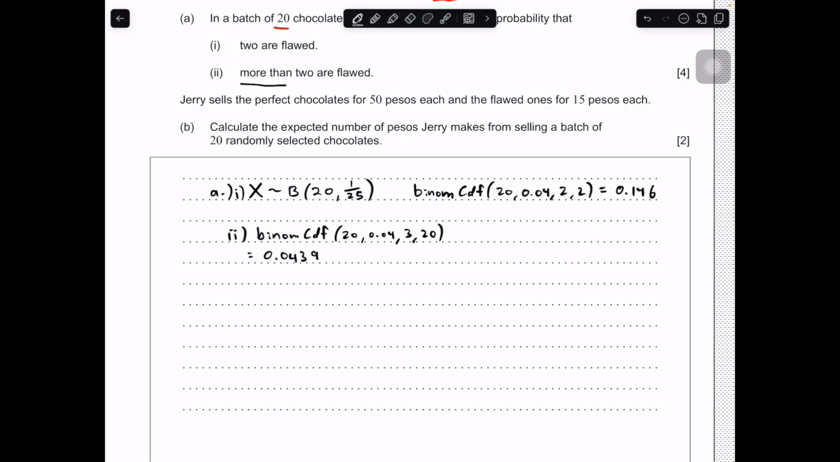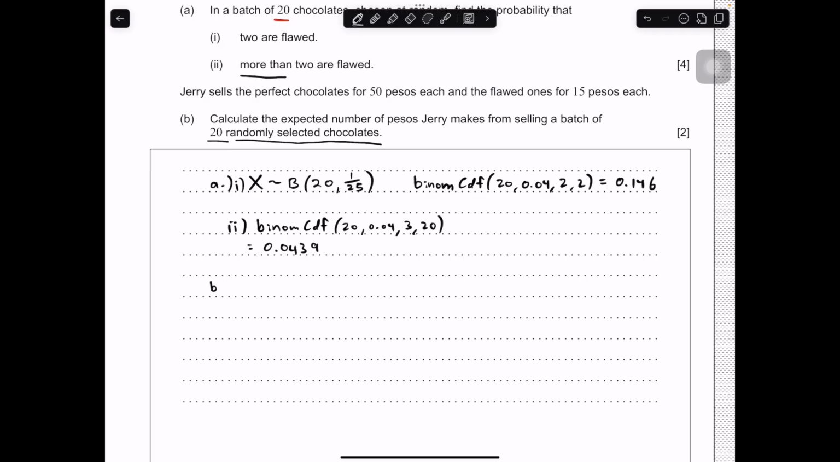Calculate the expected number of pesos Jerry makes from selling a batch of 20 randomly selected chocolates. Okay, so he's selling 20 chocolates, and he makes more money on the perfect chocolates than he does on the flawed ones. So out of a batch of 20, how many would we expect to be perfect, and how many would we expect to be flawed?